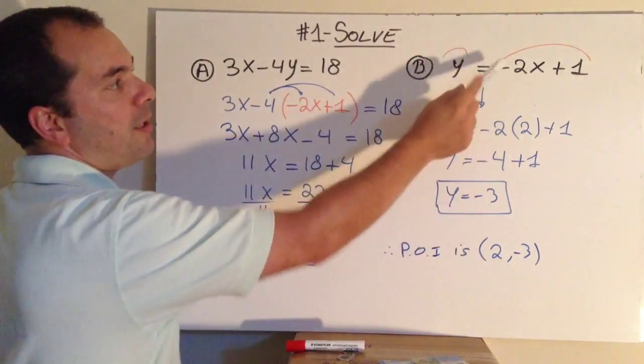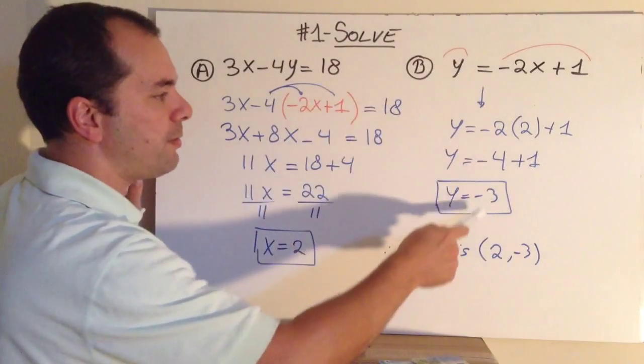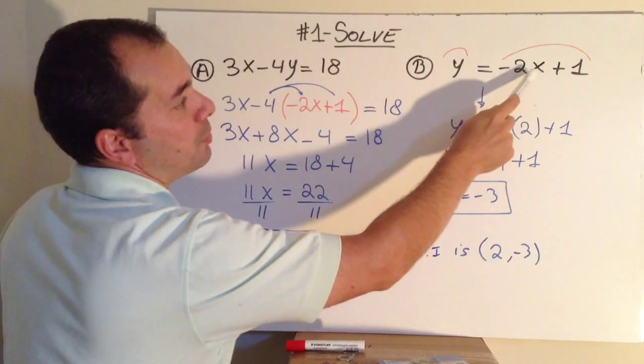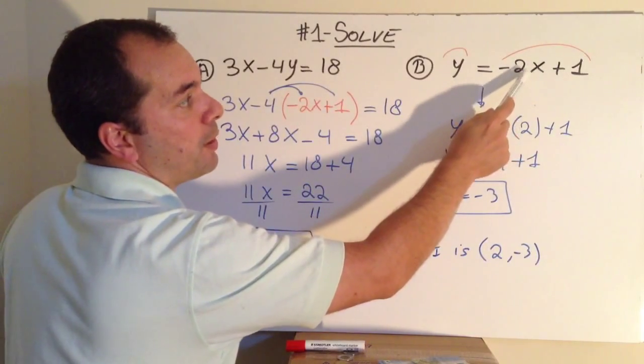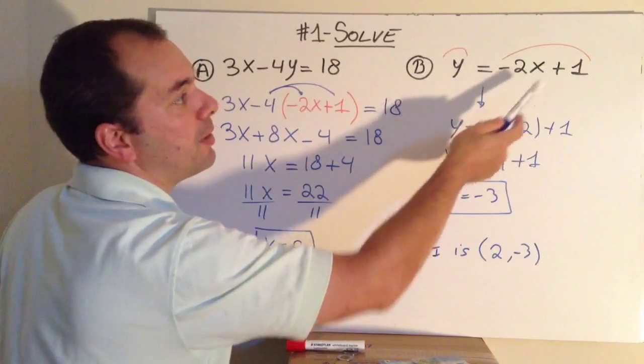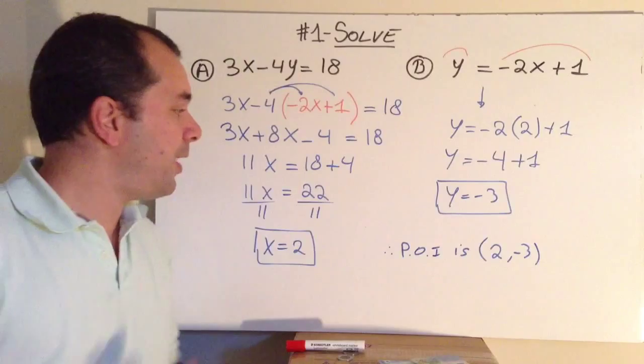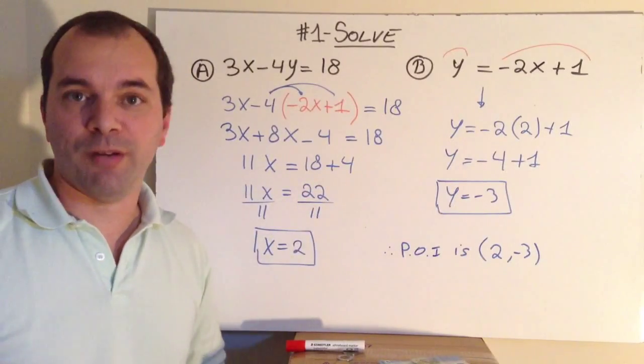If that point is on this line too, then we're good. Y is equal to minus 3. Let's see if that's what it's equal to. So minus 2 times 2 gives me minus 4. Minus 4 plus 1 is minus 3. Minus 3 equals minus 3. And therefore we have the answer, and we're sure that 2 and minus 3 is the point of intersection.